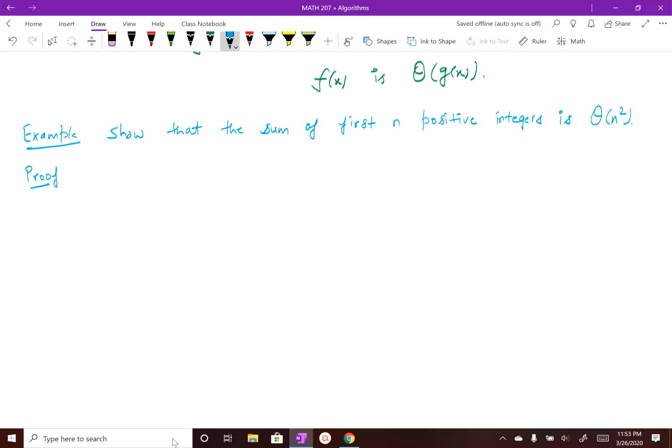Okay, so let me first define my f of n function, which is the sum of the first n positive integers. So that's going to be equal to 1 plus 2 plus 3 all the way up to n. Okay, and I also choose my g of n, which is equal to n square. So first I'm going to write a proof that my f of n is big O of g of n.